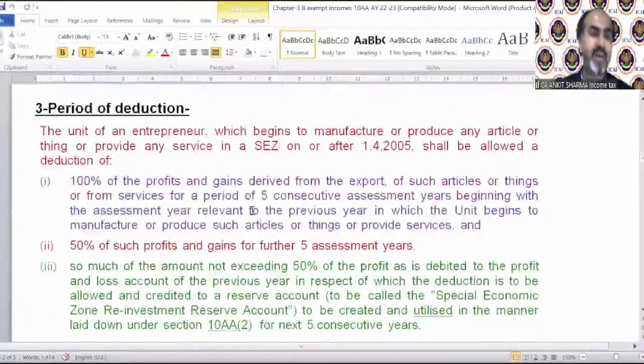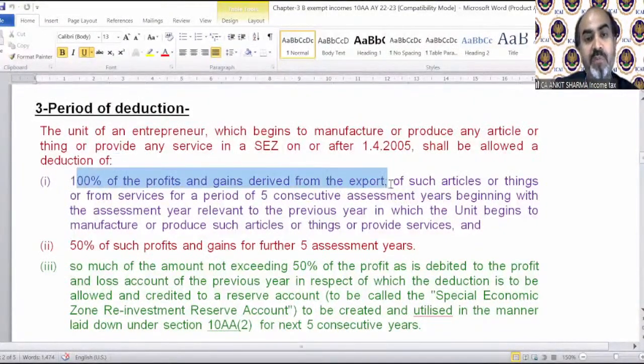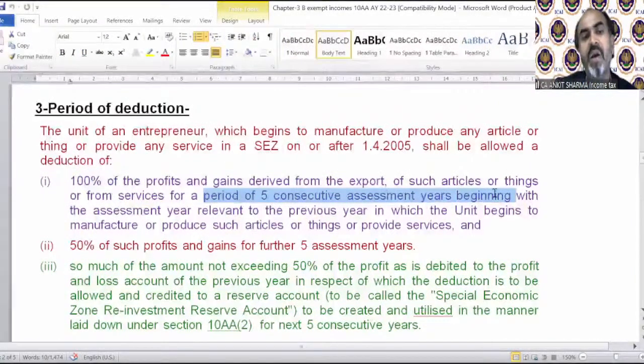So period reduction is very important. You have to understand: for the first 5 years 100% reduction, for the next 5 years 50%, and for the last 5 years you have to fulfill the condition of transferring a certain amount to the special account. That only, you can avail the last 5 year reduction. 100% of profit and gains derived from the export of such article or thing or from service, for a period of 5 consecutive assessment years, beginning with the assessment year relevant to the previous year in which the unit begins. You can learn in short that for the first 5 years, 100% of profit from export will be exempted as a deduction. That is a formula I'll tell you, then you can calculate what is the meaning of that thing also.